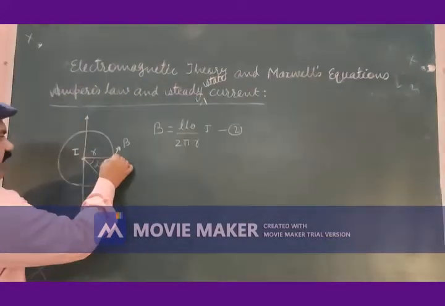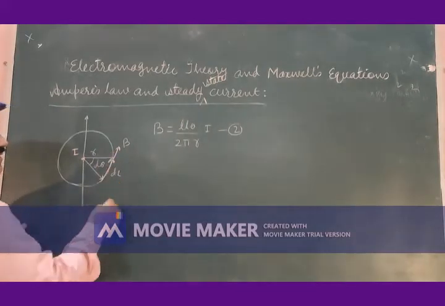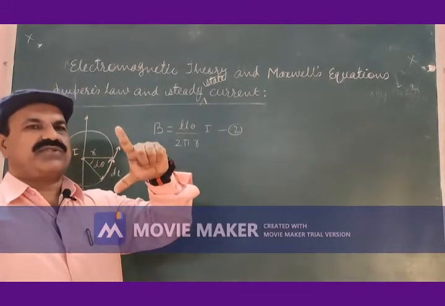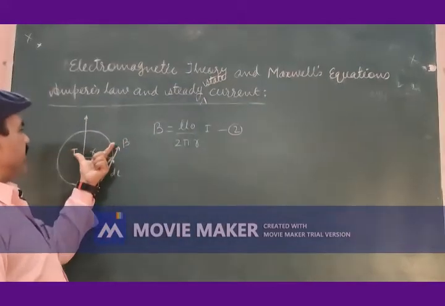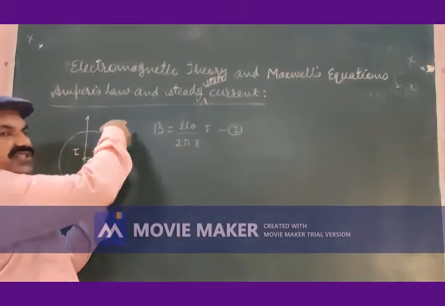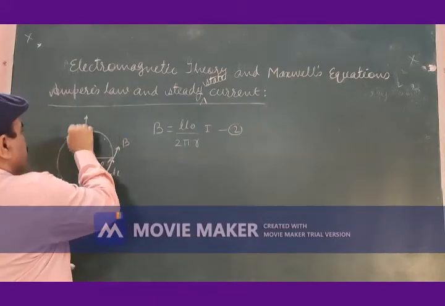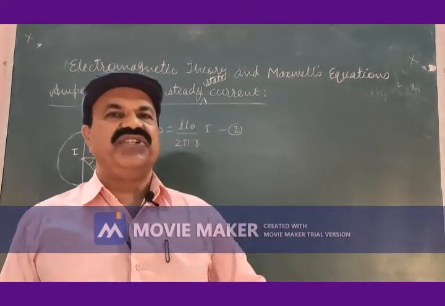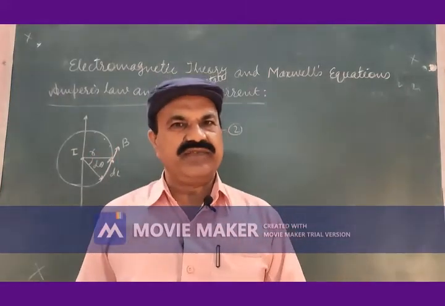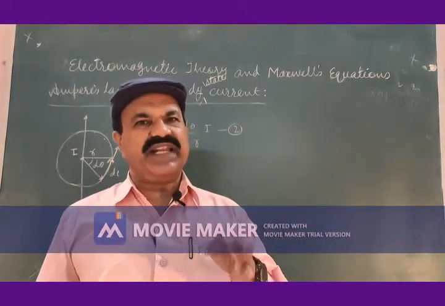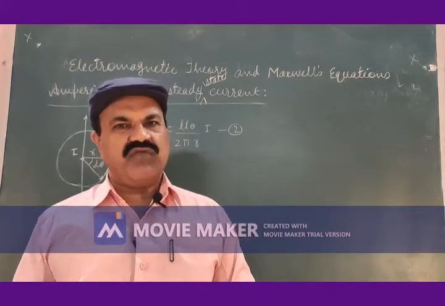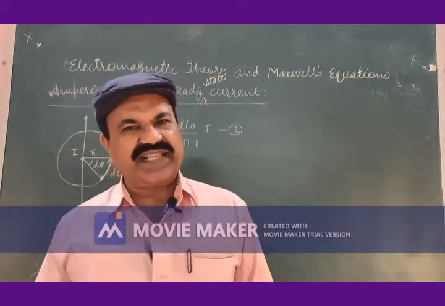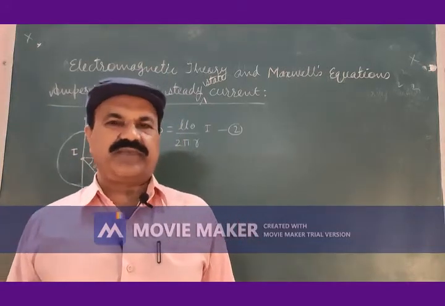We can find the magnetic induction B here and split it into two rectangular components, one along the radius, the other tangential. At every point on the closed path, you can consider the magnetic induction and split it into two components: one along the radius of the closed path, the other tangential to the radius.